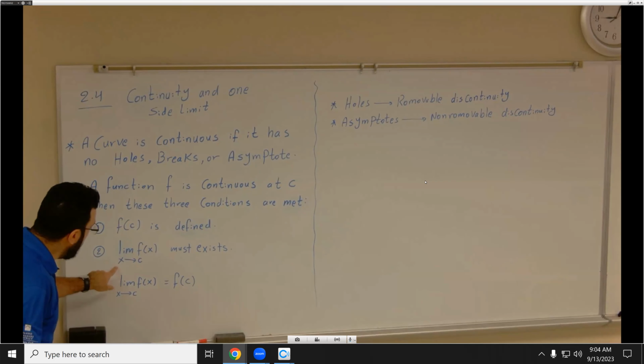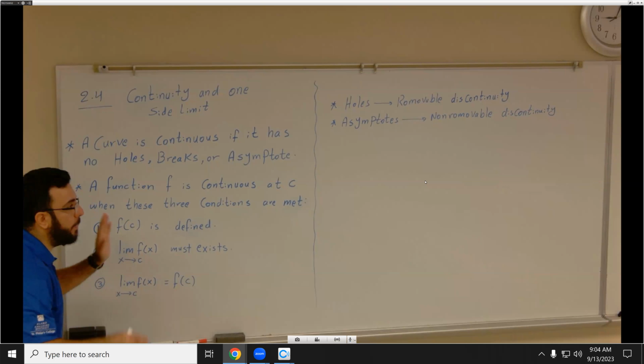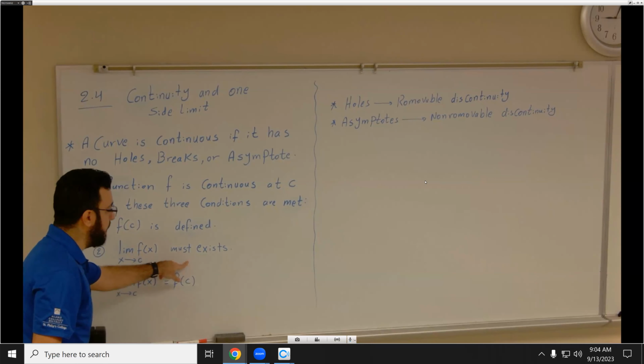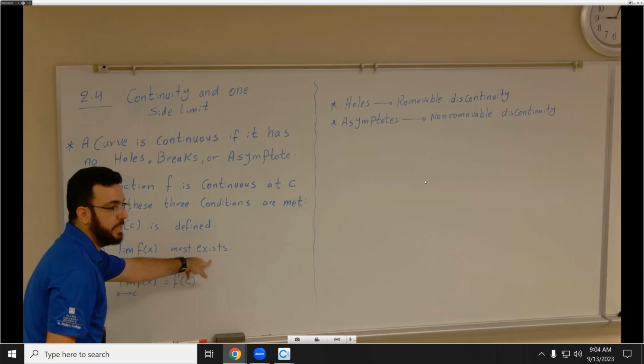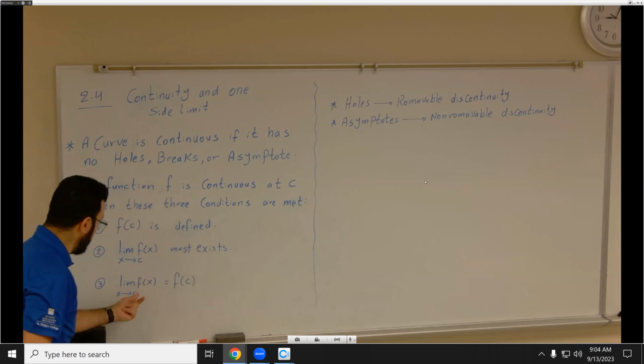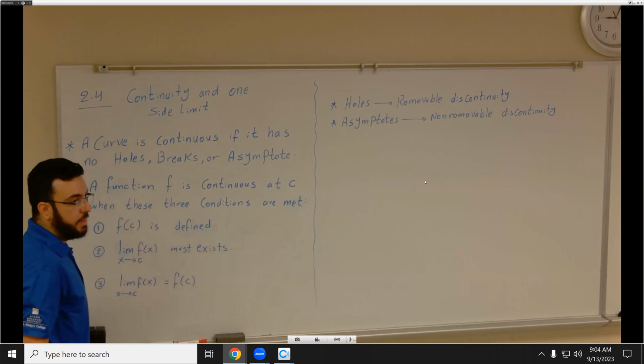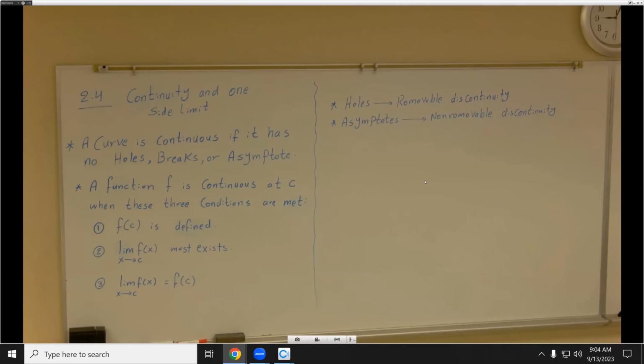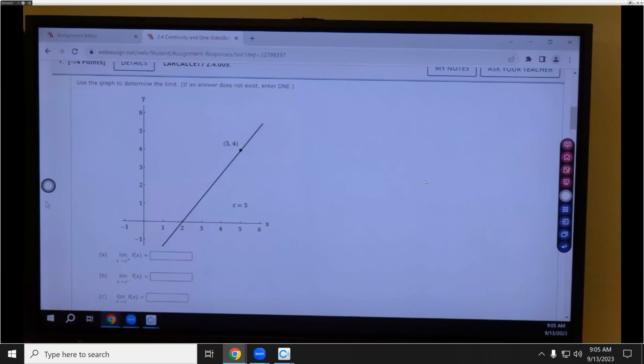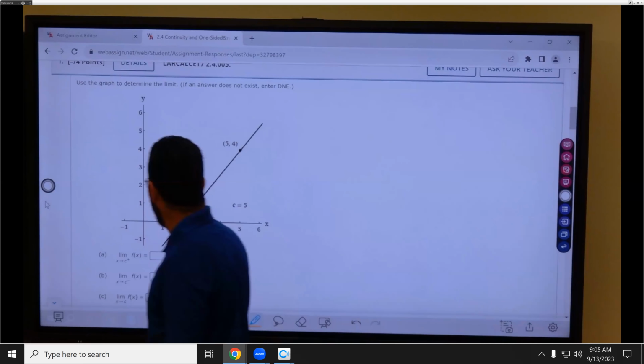The second condition: the limit as x approaches c of the function must exist. That means there is a limit. And the third condition: the limit is going to be equal to f of c. That means the limit as x approaches that point is equal to f of c, when you plug the point c into your function. So you get exactly the same thing. Let's see what they're telling you.